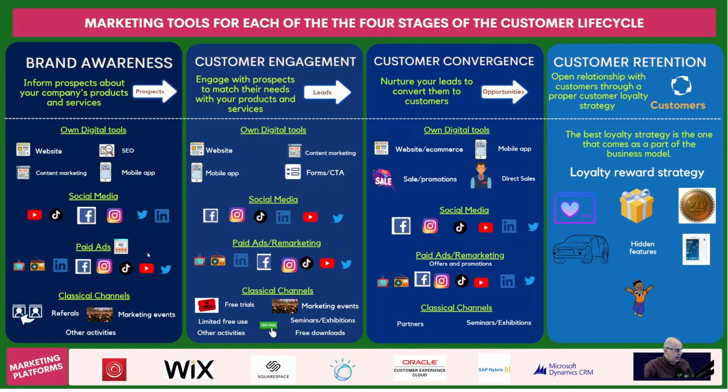If you want to display ads and reach people not organically, you can use YouTube and all of these for free. But if you want to reach more people than in your ecosystem, you can pay money and reach them through advertisements. This applies even to the classical channels like radio and television and the rest of the social networks. There are also classical channels you can use, which are referrals, marketing events, or other activities. They are very effective, by the way, depending on your specific business.